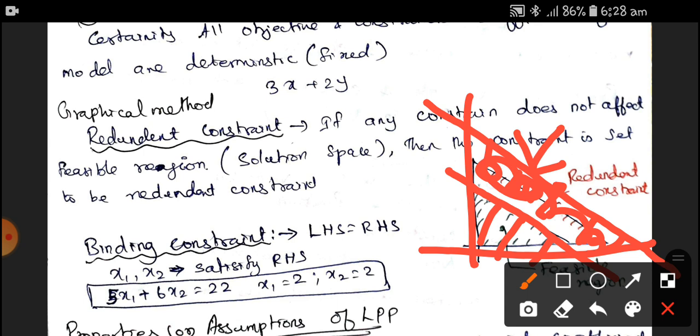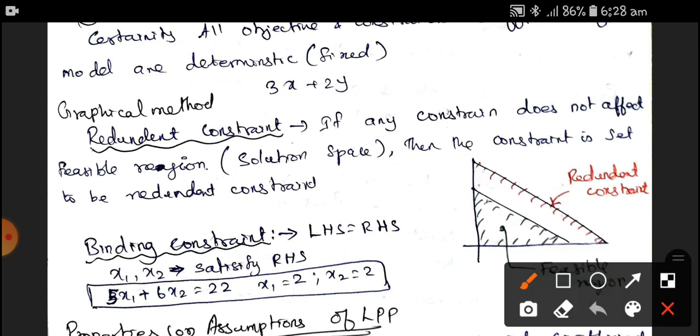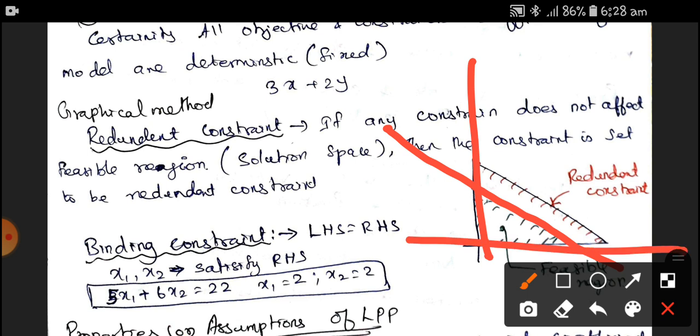Next one is a binding constraint. What does binding constraint mean? If I have a feasible region over here, and whatever another solution or iteration happens also comes along the same line, it also lies in the feasible region alone. That type of constraint is called a binding constraint. Here the right hand side is equal to the left hand side.